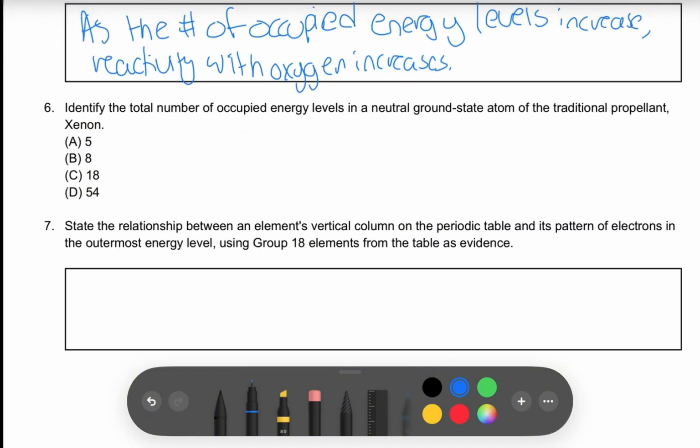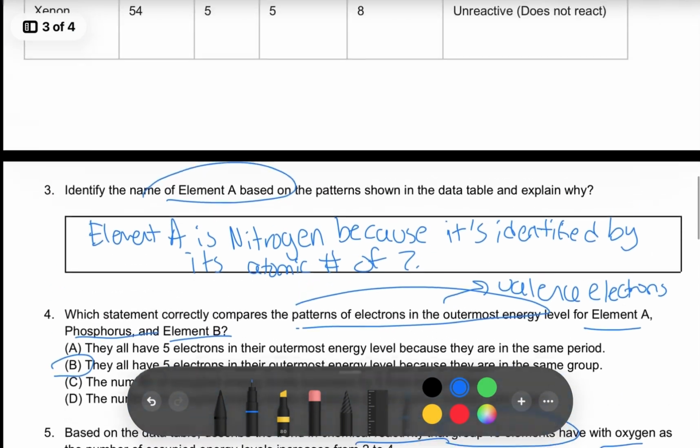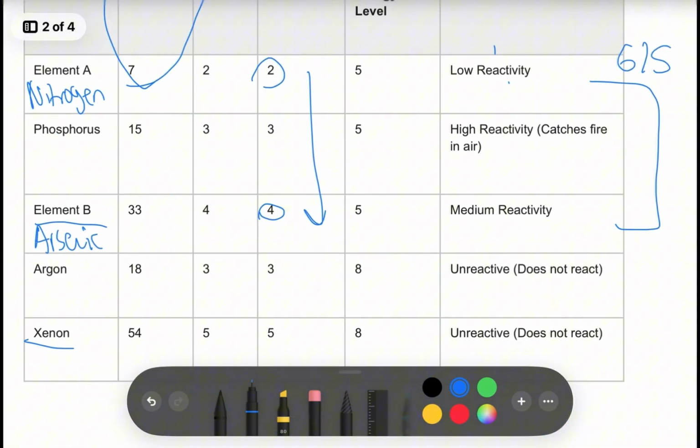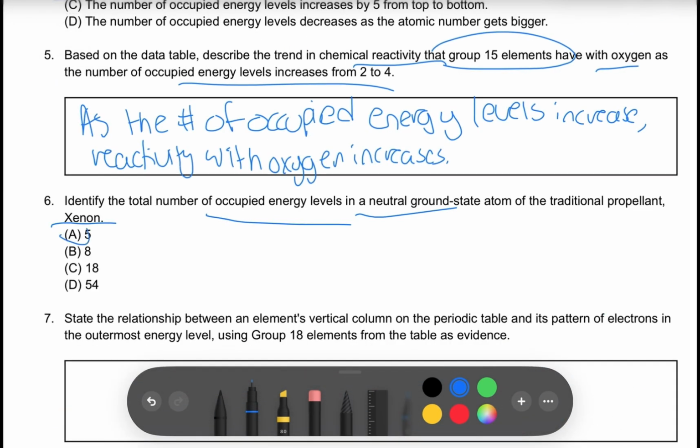Question 6. Identify the total number of occupied energy levels in a neutral ground state atom of a traditional propellant, xenon. Well, if we look at the table, it tells us that xenon has 5 occupied energy levels. So the answer is going to be A.